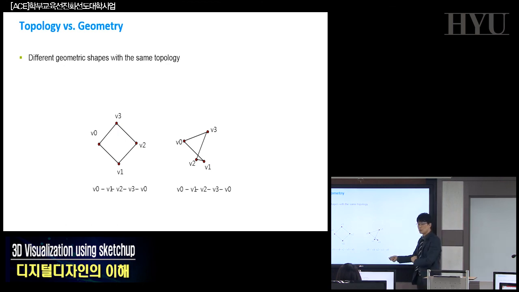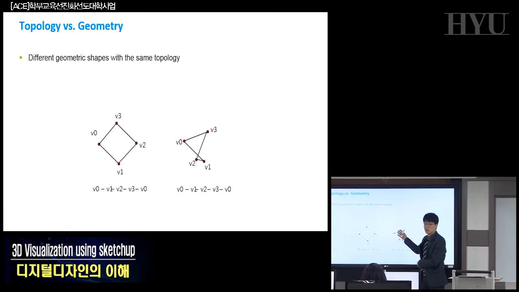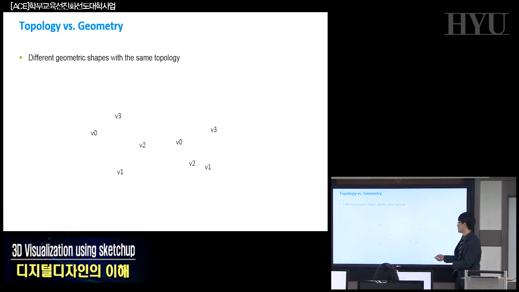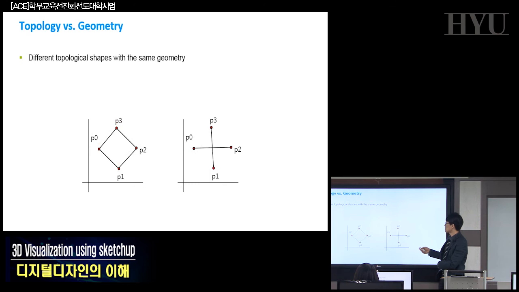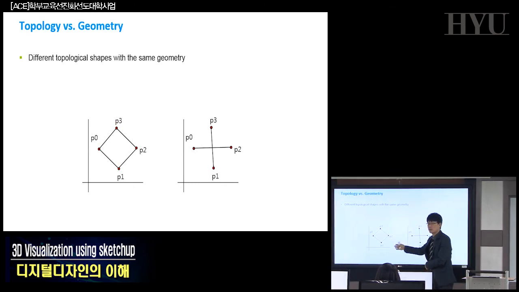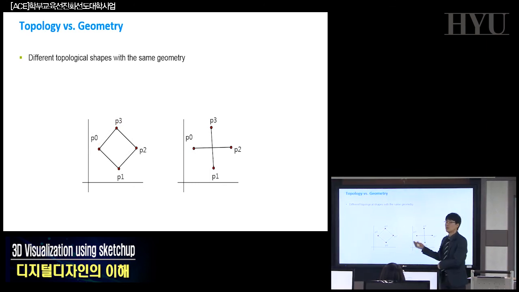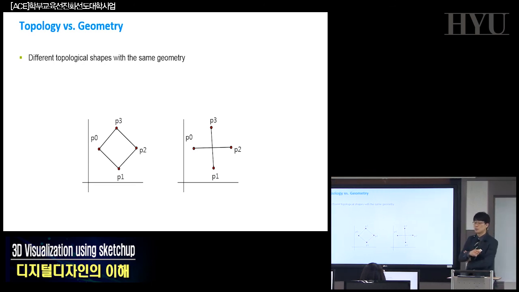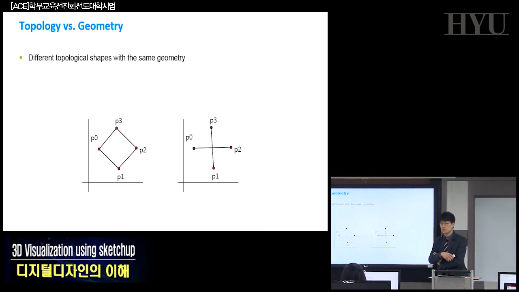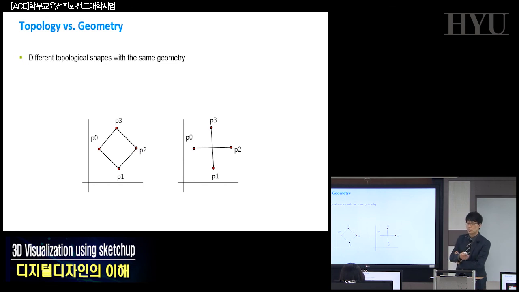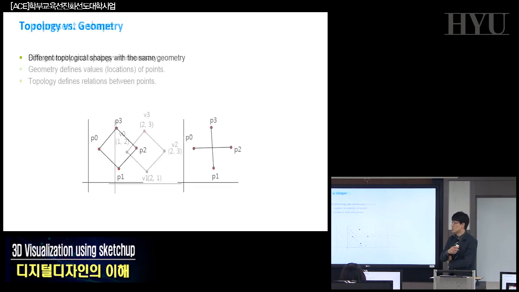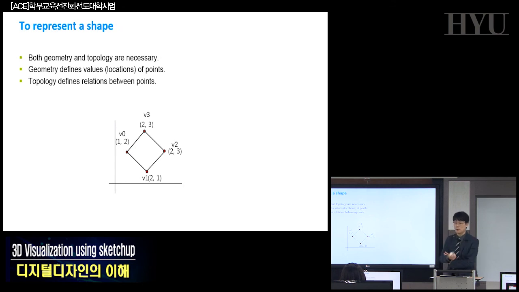Same topology, but different geometry made this problem. They are looking totally different. Also, this one, same geometry, same geometric points, location, but totally different shape because the topological connections are different. That's the problem. So, simply say, we need both, okay? Especially computer needs both geometry and topology for correct representation of geometric shape.